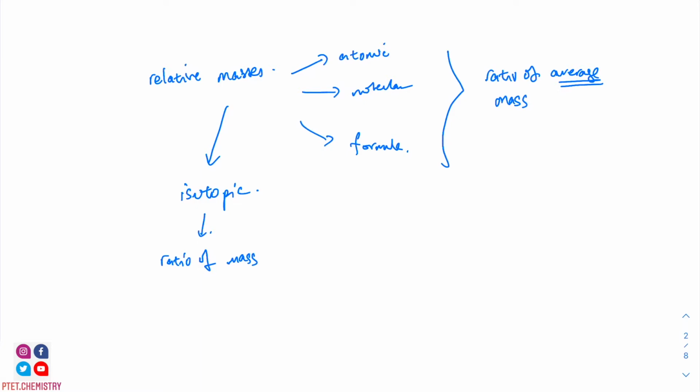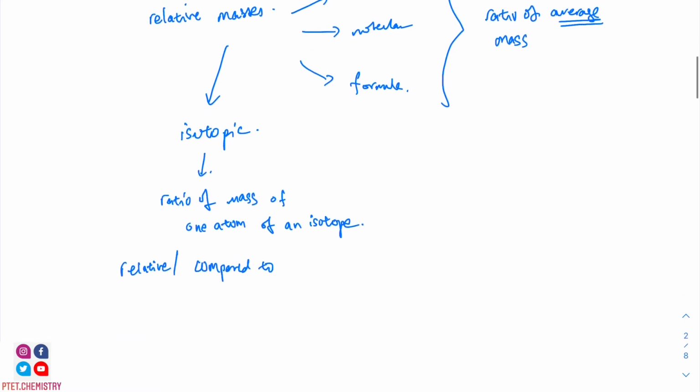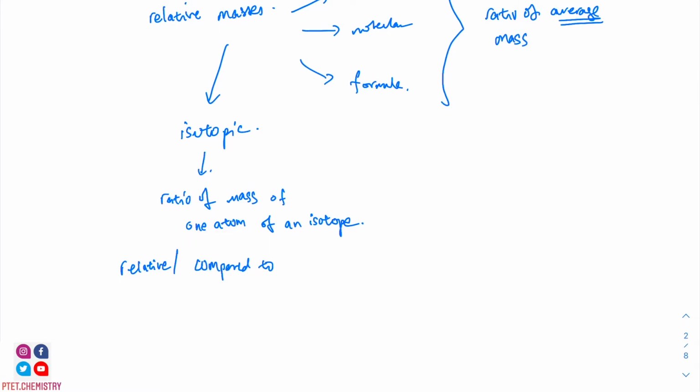Here, it is the ratio of mass of one atom of an isotope, so it's a particular isotope, relative to, or compared to, it's really up to you which word you use, but they are all to do with comparison. Because you are comparing the mass of one atom, you have to compare to the mass of one atom as well. But it's not very simple. It's 1/12 times the mass of one atom of carbon-12 isotope.